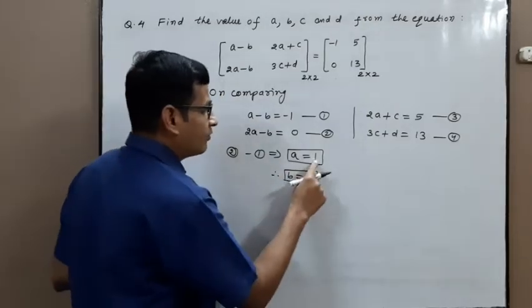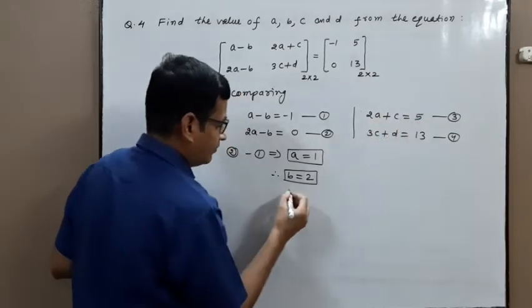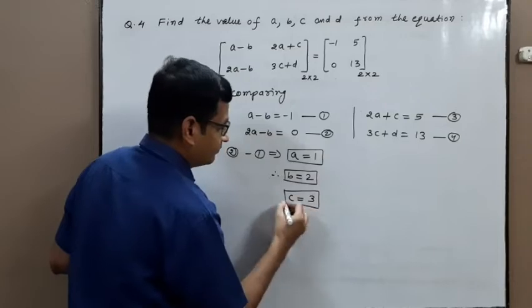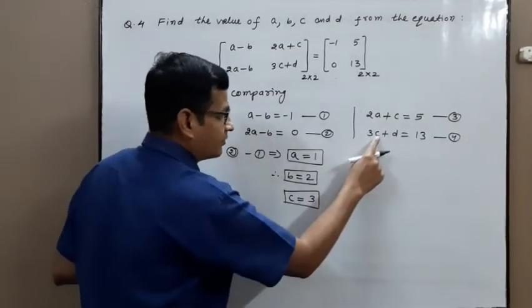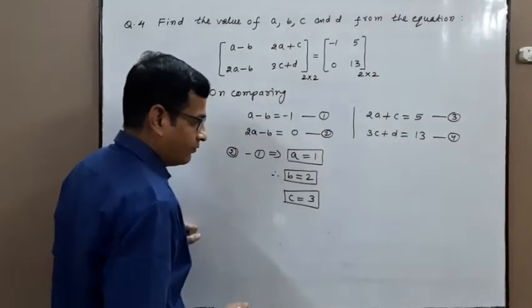Now put A equal to 1 in this equation. So the value of C is 5 minus 2, so C equal to 3. Now put C equal to 3. So 3 threes are 9. So D equal to 13 minus 9, which is 4.